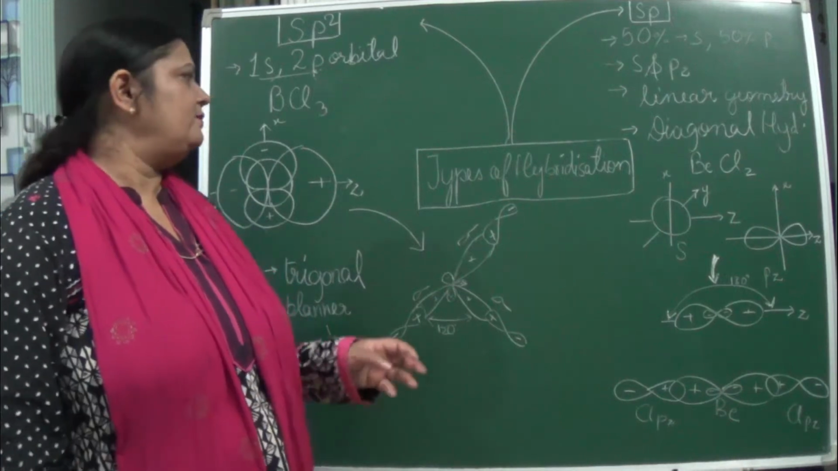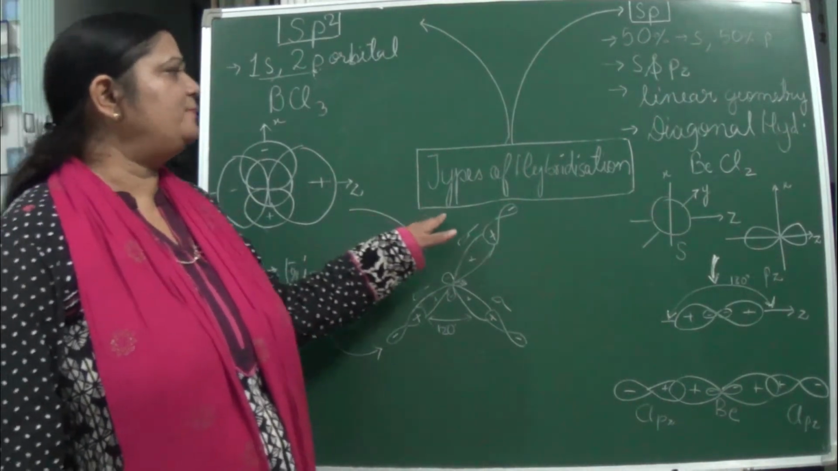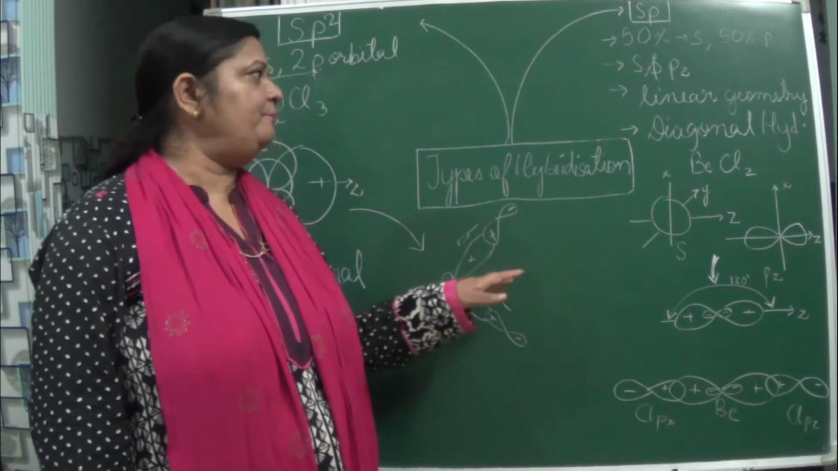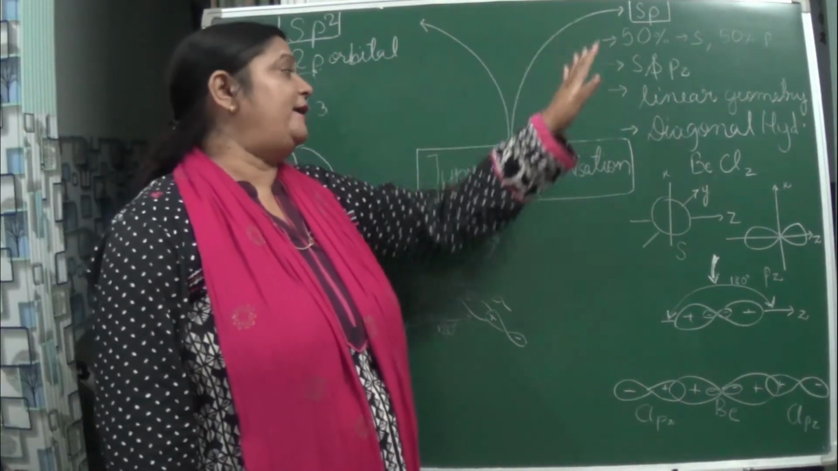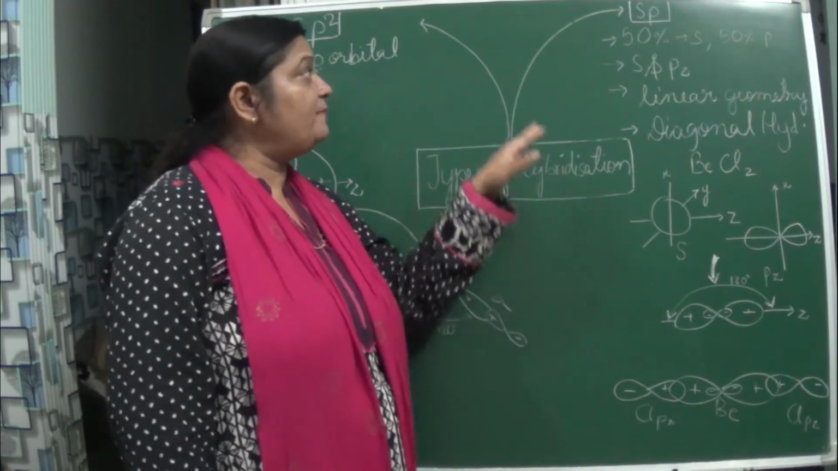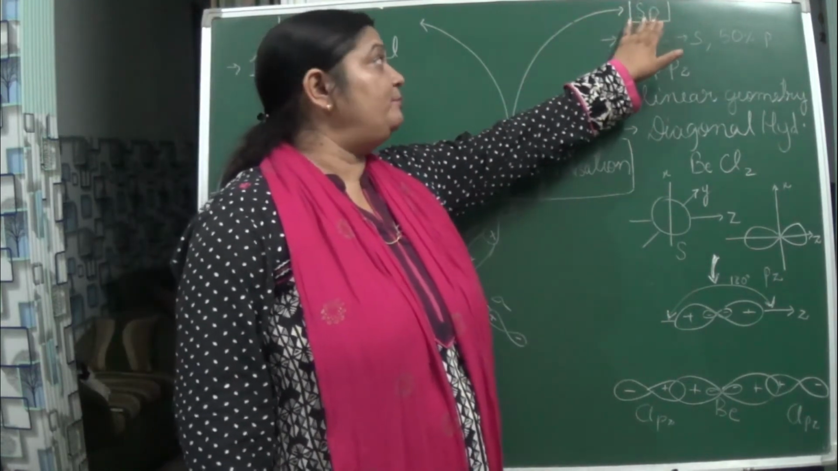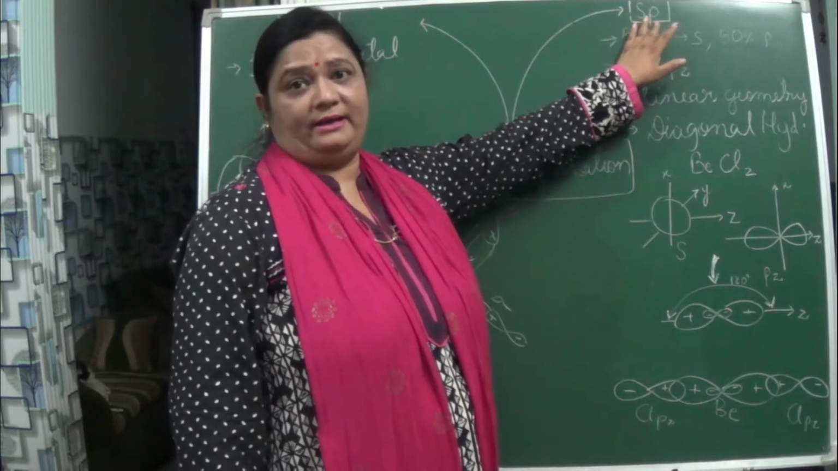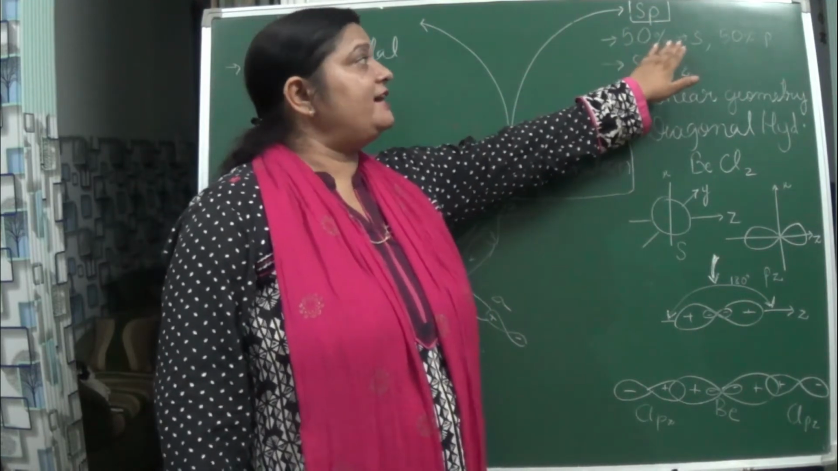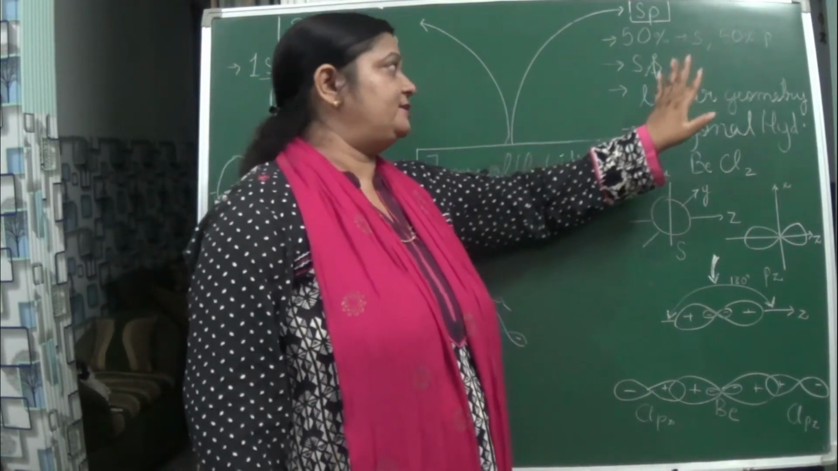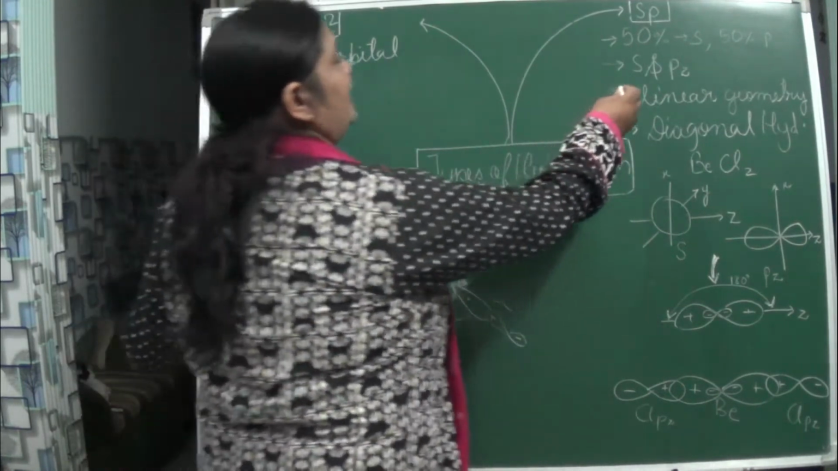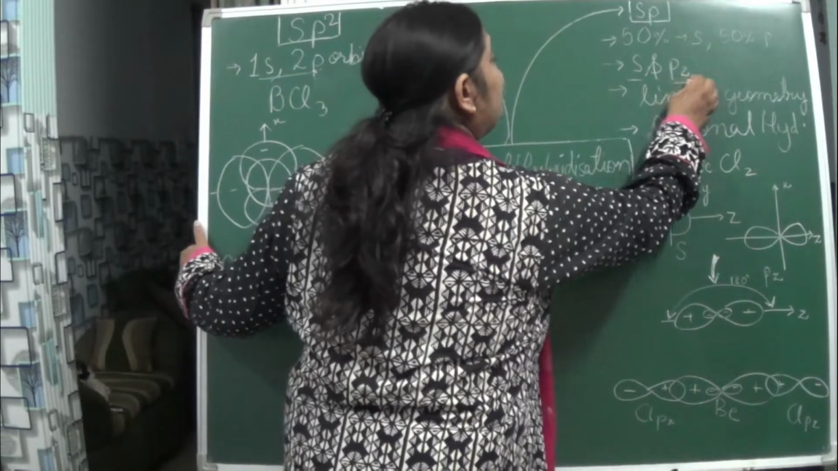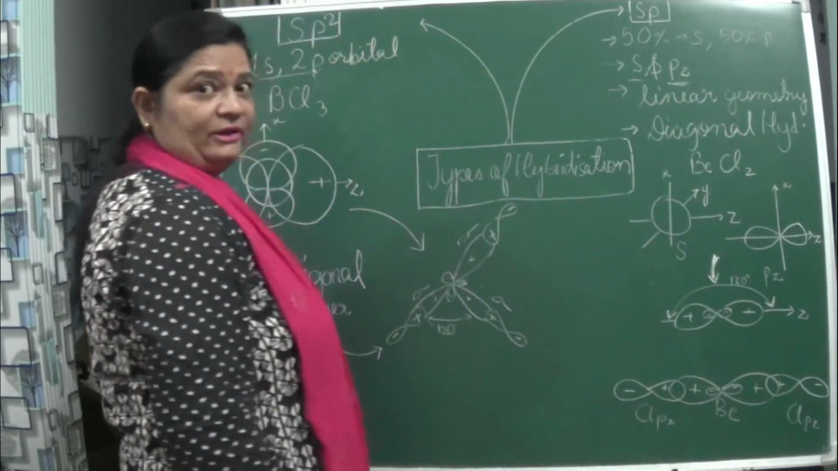Hello students, we are going to study the topic types of hybridization today. So the first type which we are going to study is SP hybridization. When I am saying S and when I am saying P, it means only one S character and one P character. So 50% S and 50% P character. Here the orbitals which are involved are this S and PZ, not PX and PY.